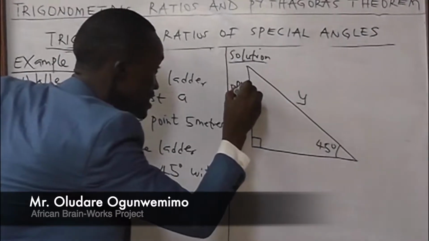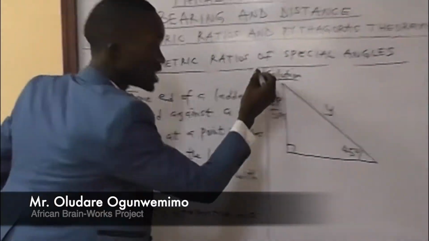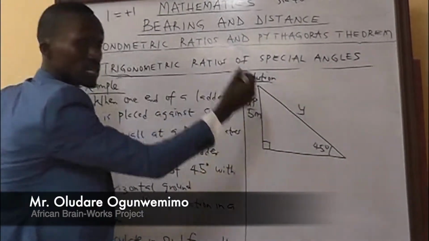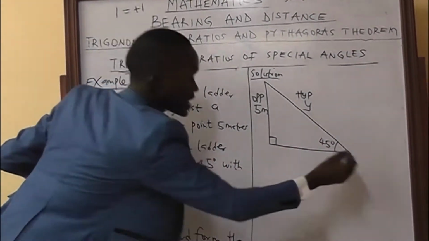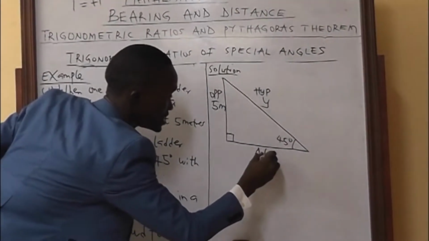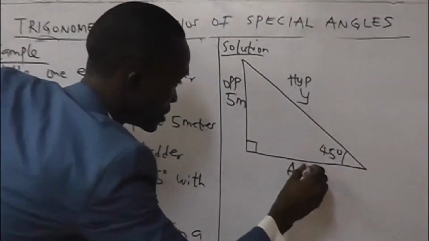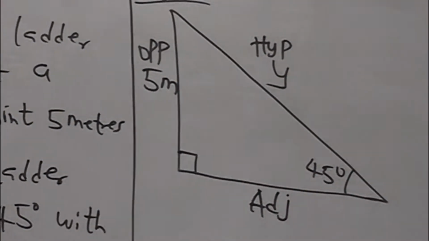So this side is the opposite side. The longest side, which is representing the ladder, is the hypotenuse side. And the last side, which is representing the horizontal ground, is labeled as the adjacent side.